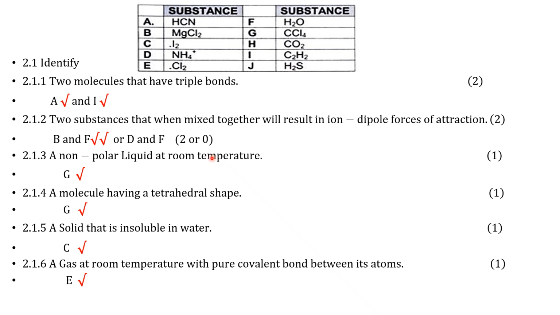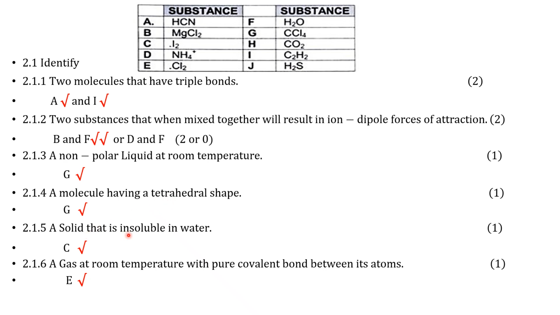Non-polar liquid at room temperature. So a liquid that has no positive and negative side, it's non-polar. In this case it is G, carbon tetrachloride. Right, so for the polarity, if we take carbon in the middle, we have chlorine, chlorine, chlorine, chlorine. Electronegativity is the same up and down and left and right, therefore it is non-polar. Carbon tetrachloride is a liquid at room temperature. A molecule having a tetrahedral shape, I've drawn it just now for you, the carbon tetrachloride.